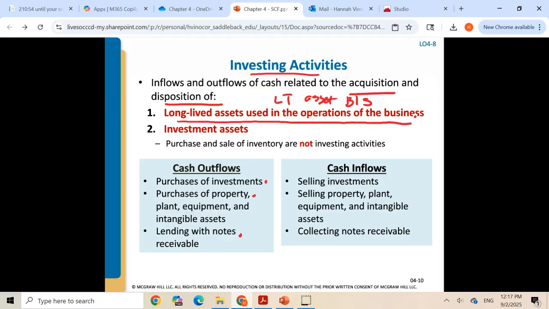Cash inflows is when we sell our investment and get cash for it, sell our PP&E or intangibles, or when we collect on that notes receivable. That would be considered cash inflows. Those are all examples of investing activities.